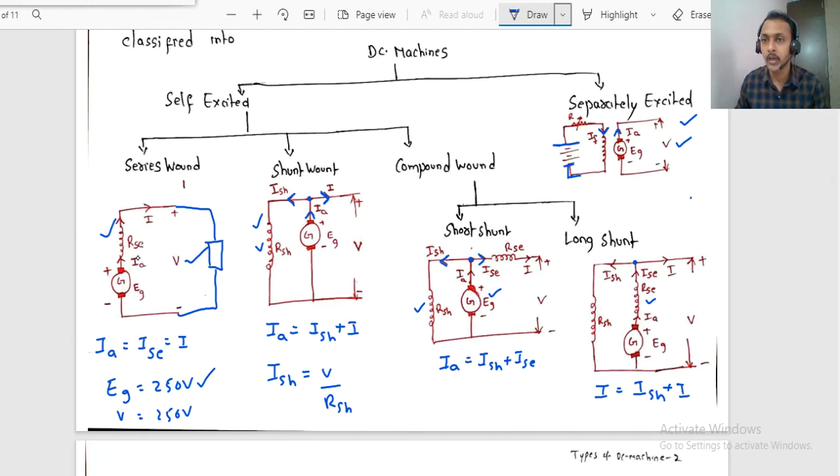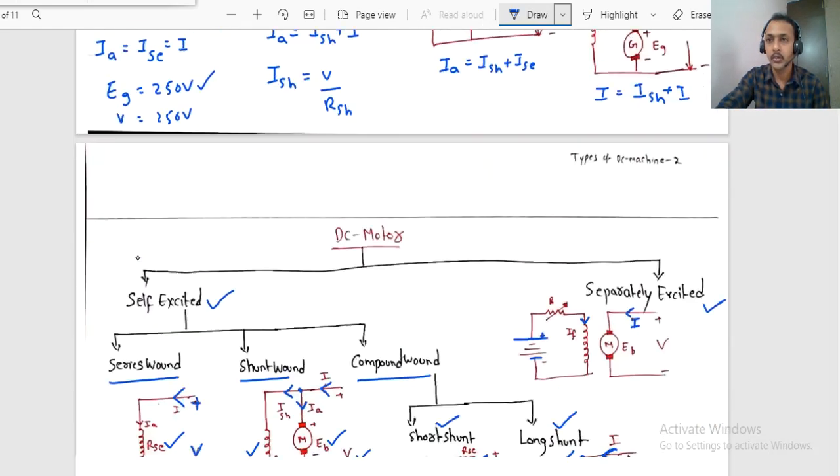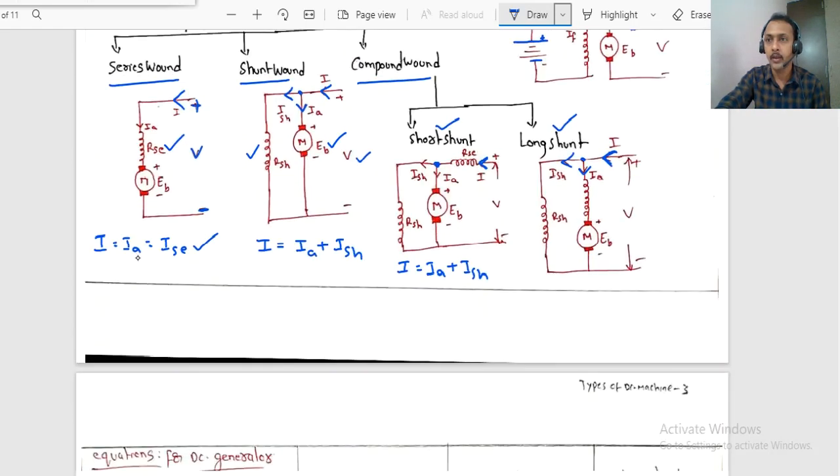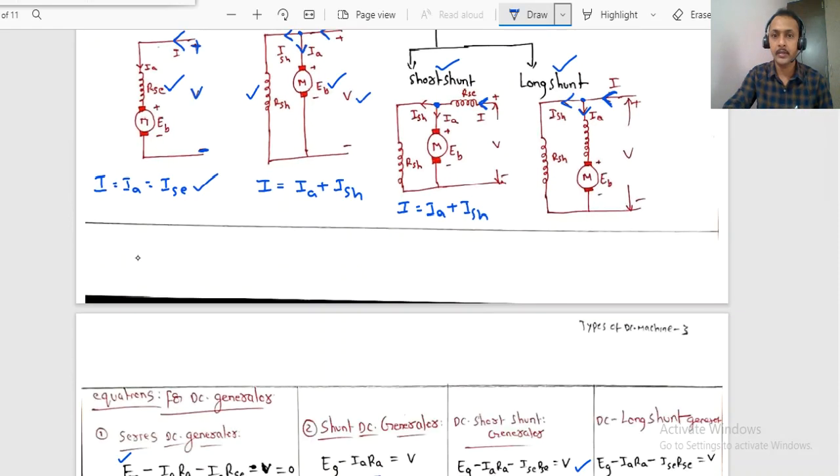Separately excited, easily you can draw this diagram. These diagrams and equations are compulsory for this topic. Then only can you easily attempt the question and solve the problems. On seeing the diagram itself, you should be in a position to write the KCL. In series connection, currents will be the same. Like that we have to understand. On seeing these diagrams, we should write the KCLs, right?